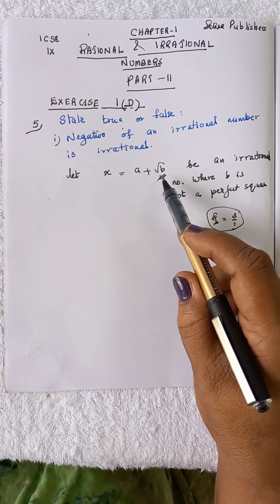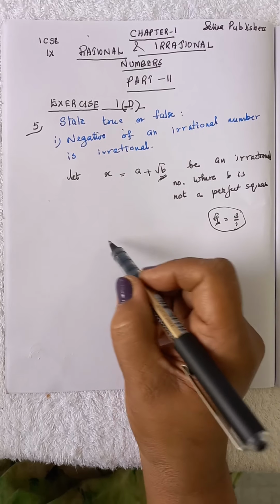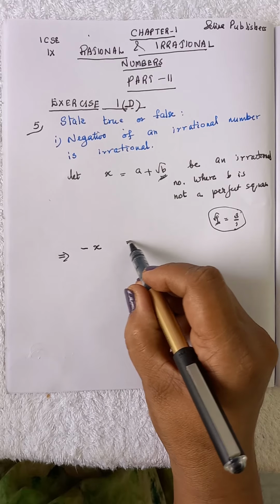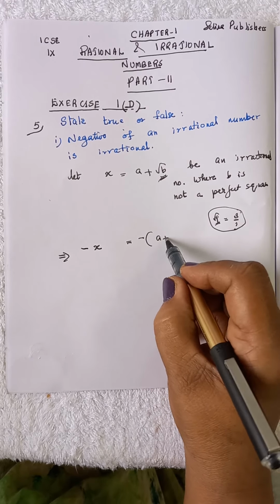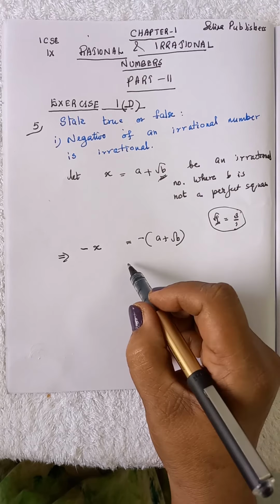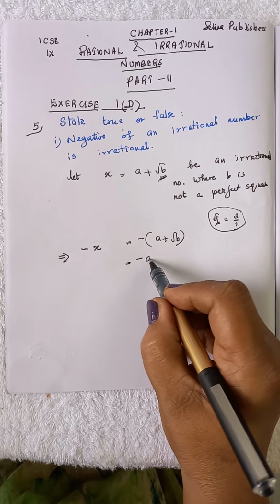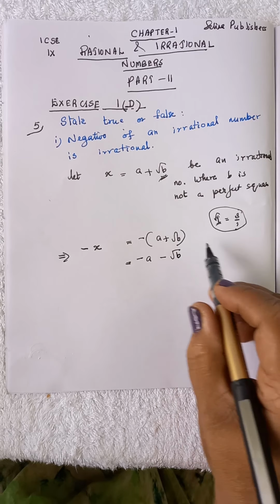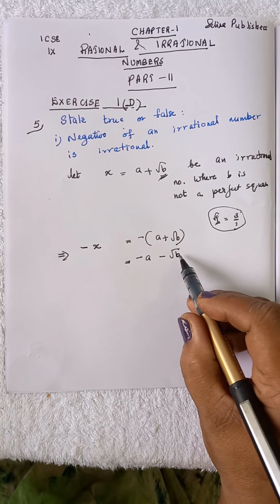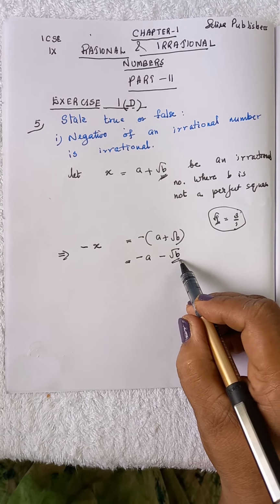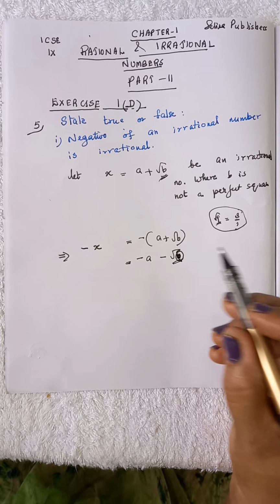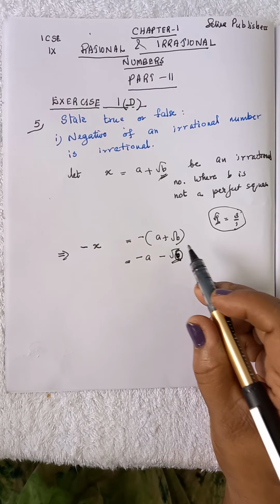So this is irrational. Then we want to find negative of that irrational number. So this implies minus of x is equal to minus of a plus root b, and that is minus a, minus into plus is minus root b. Now which is irrational number? Because this root b is irrational. Why? Because this b is not a perfect square. So this root b is irrational.